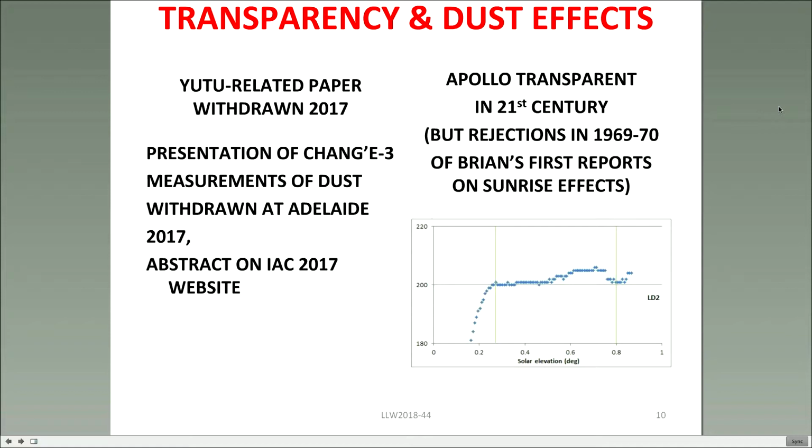Now we deal again with the transparency of the publications. Left-hand side, sadly in Adelaide last September, the presentation about Chang'e 3 was withdrawn, although you can still find the abstract on the IAC website. On the right-hand side is one of my first drawings of the transient effect. I couldn't publish that in 1970, reasons we could go into later.